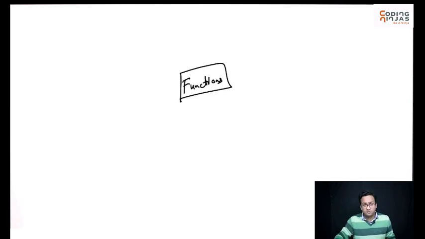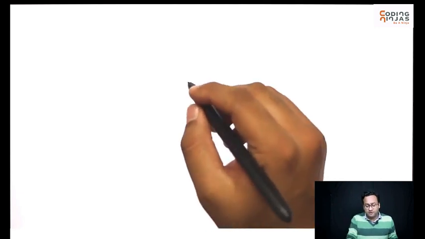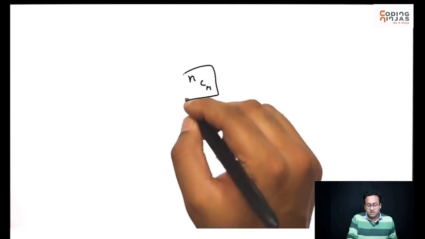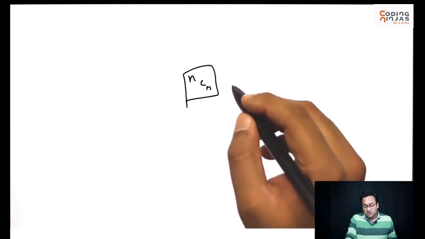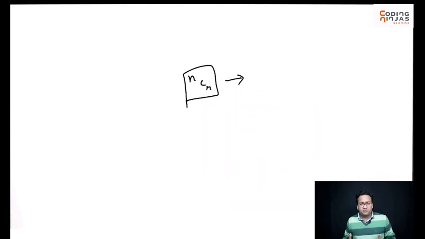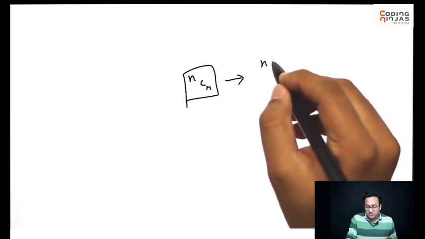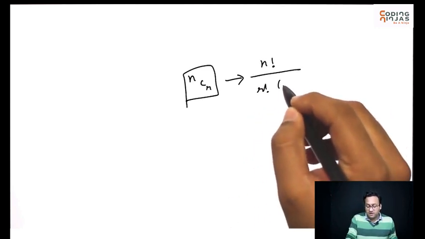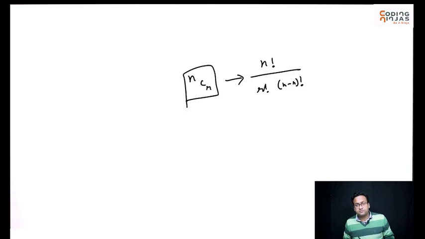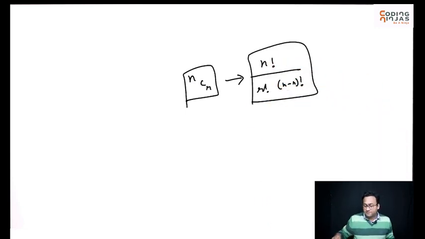So the problem I want to solve is to write code for NCR, n choose R. This basically means I have n objects and I have to choose R objects out of them. So how many ways are there? The formula for n choose R is n factorial divided by R factorial times n minus R factorial. That's how you define NCR. Okay, so let's try to write code for this.